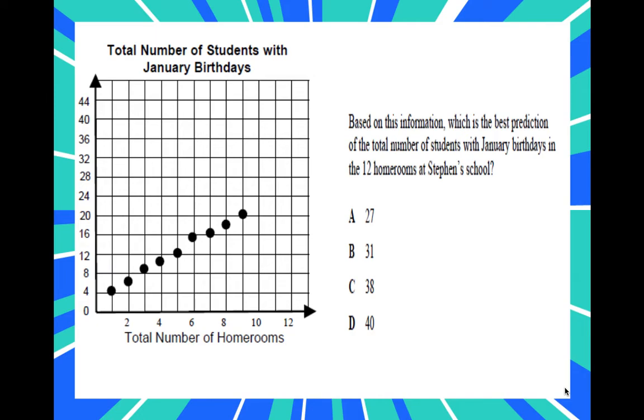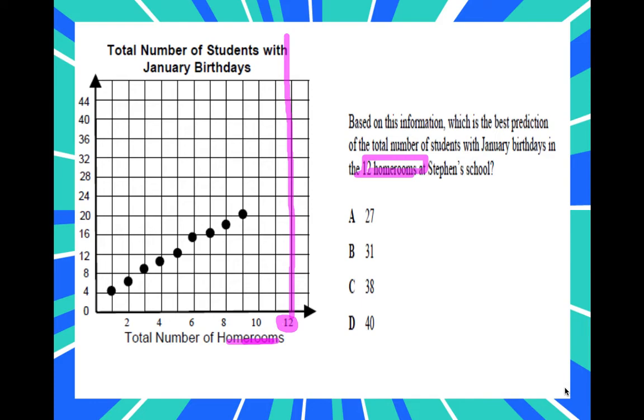So if I look at this, we're looking at 12 homerooms. And here's my homerooms. 12 is all the way down here. And do the dots go that far? Do they go all the way to here? No. Okay, so this is where my trend line is going to come into play. I actually have to draw my own trend line. And y'all are looking out because this is the easy one to start with because they're mostly in a perfect line already, right?